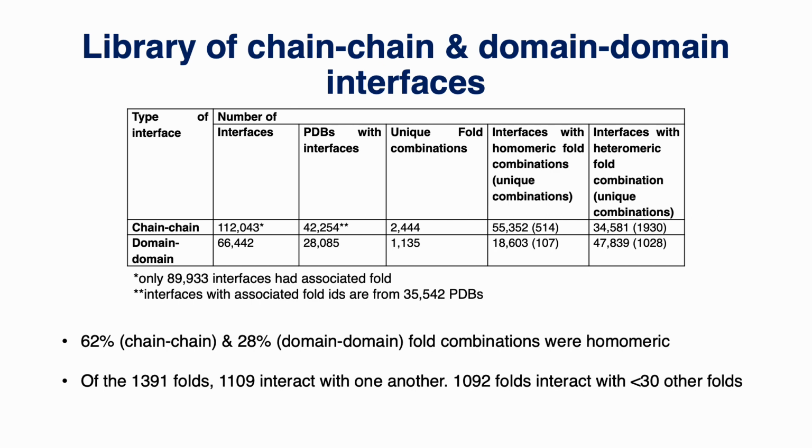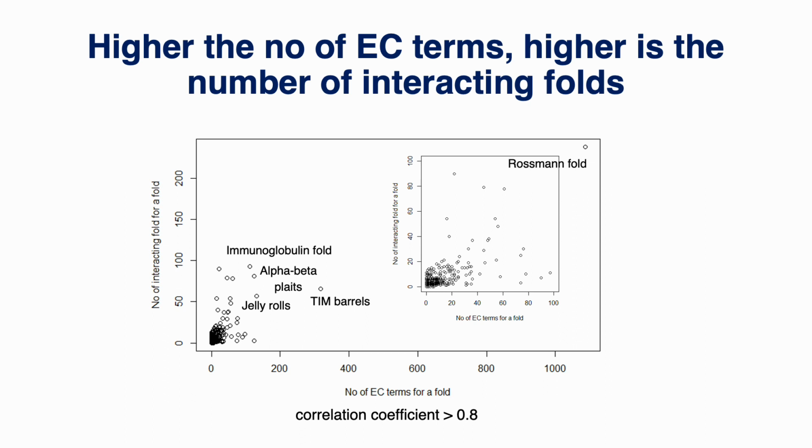We noticed that the higher the number of EC terms in each fold, the higher the number of interactions it has with other folds. Over here is a plot that shows the number of EC terms along the x-axis and the number of folds one particular fold interacts with along the y-axis, and they have a strong correlation coefficient of greater than 0.8. The inset figure is just a smaller version of it, where I have truncated the number of EC terms at 100 and the number of folds at 102.